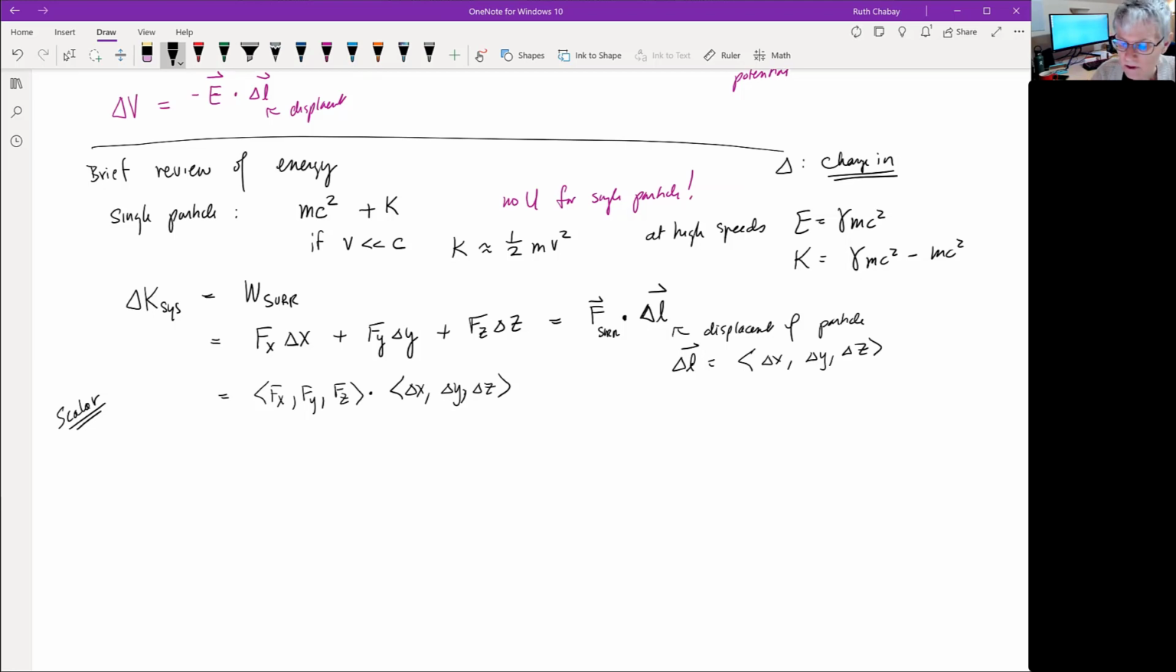And the force dot displacement was the magnitude of the force, the magnitude of the displacement times cosine of the angle between the force and the displacement. Okay.